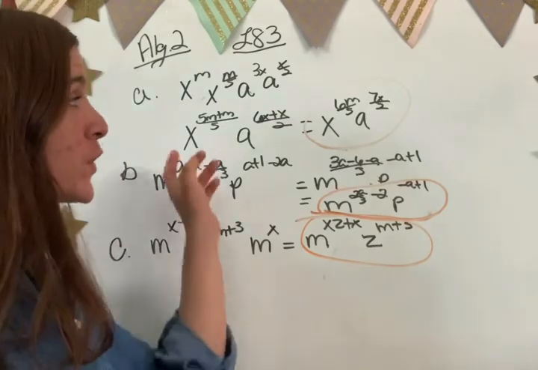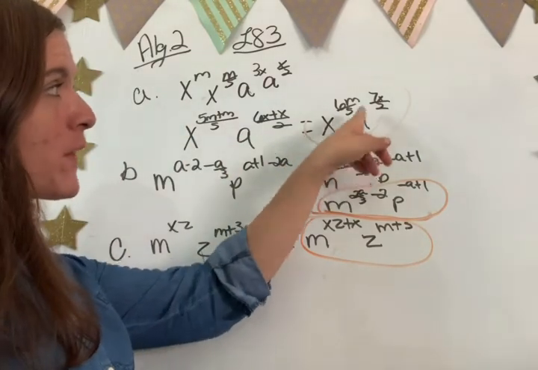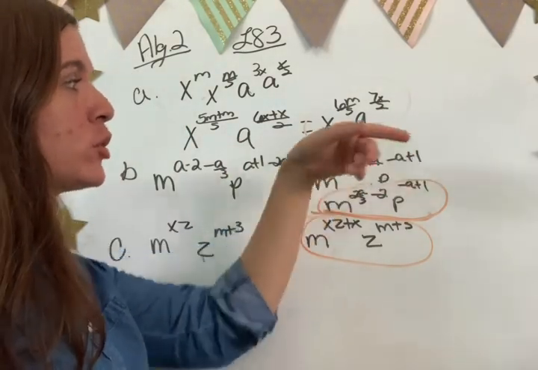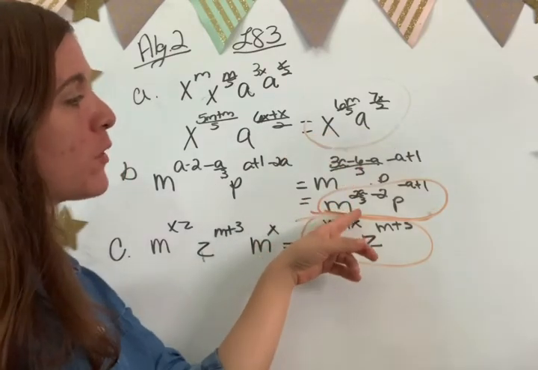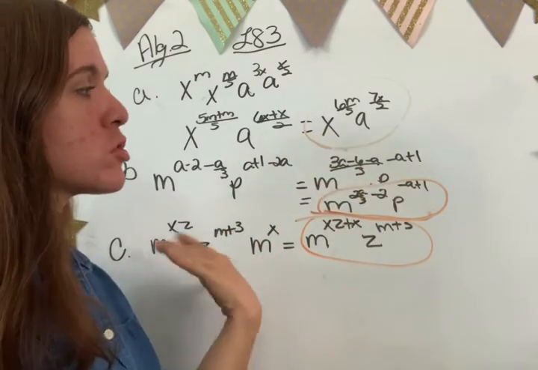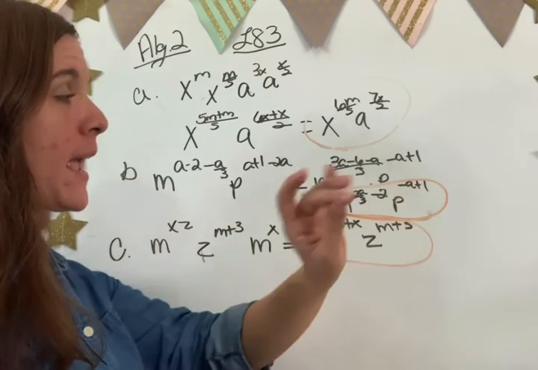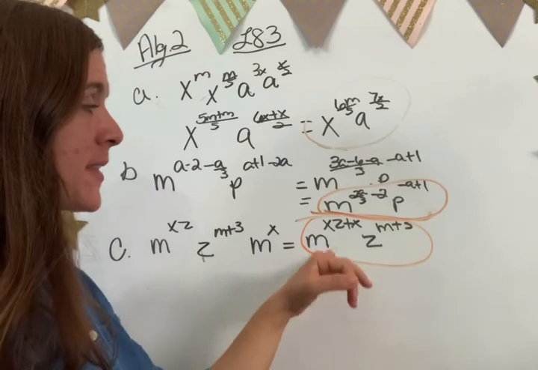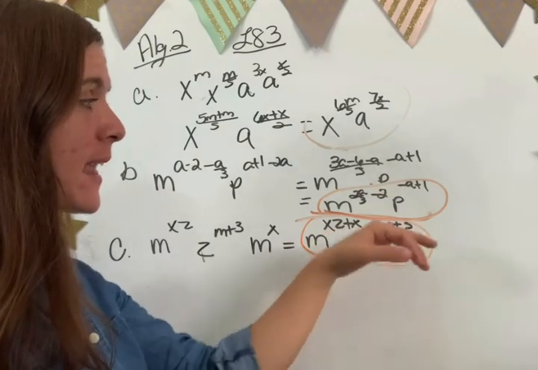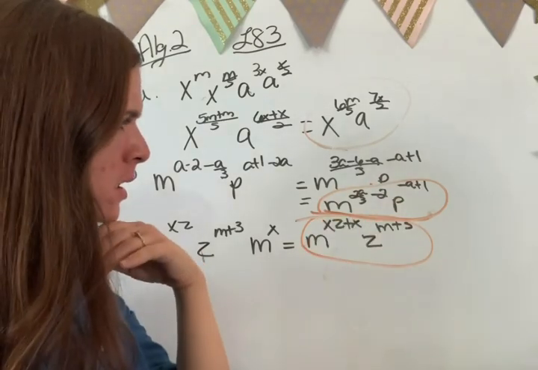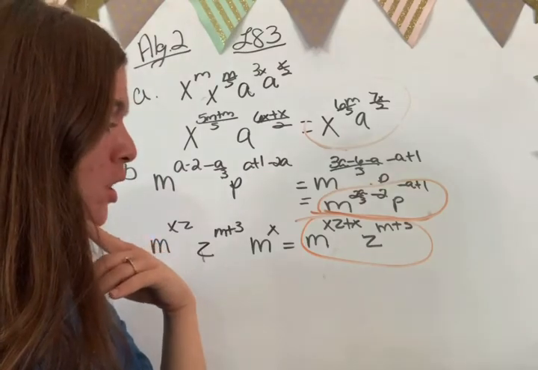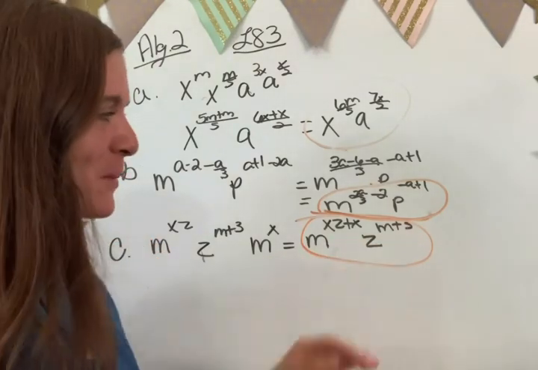Okay, here are your answers. For letter A: x to the 6m over 5, a to the 7x over 2. B is m to the 2a over 3 minus 2, or 2a minus 6 over 3, and p to the negative a plus 1. And C is m to the xz plus x, and z to the m plus 3.